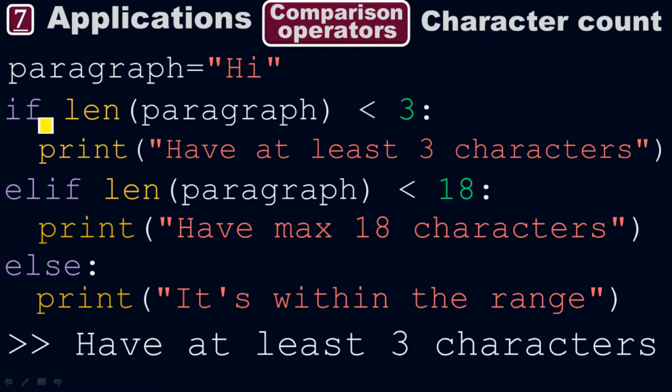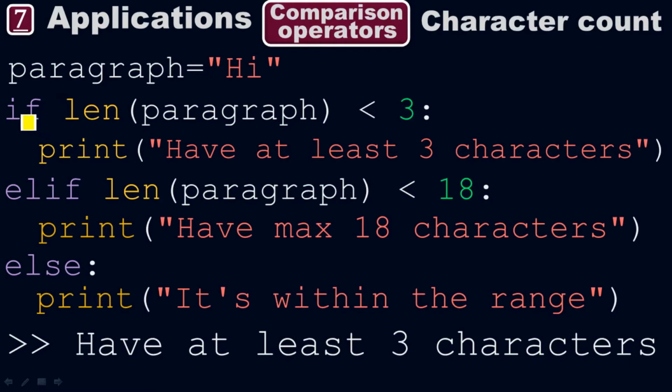Now, the first condition says that if the length of the paragraph is less than 3 characters, then print have at least 3 characters. If it is not satisfied, jump to the second choice. At the second choice, we have length of paragraph is less than 18. If it is less than 18, then print have maximum 18 characters. If it is not satisfied, then jump to the third option, which is else. In the else, we have it is within the range. Print it in the output in case the above 2 conditions are not satisfied.